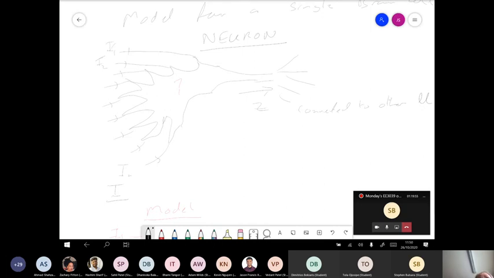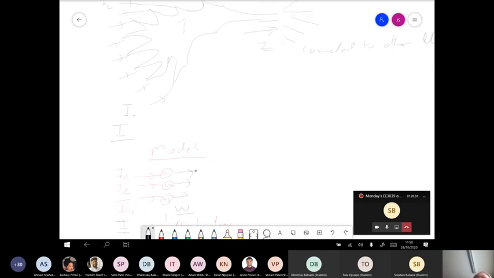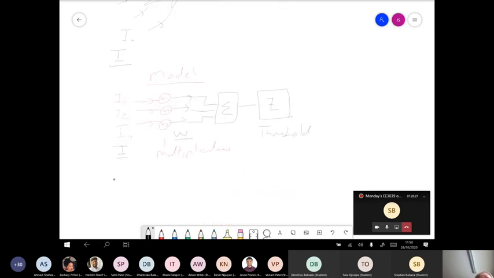How can we combine them all? What's the simple way of combining all these weighted inputs? Well, the simplest way of doing it is add them together using a summer. And then, having got the summation, we want to determine whether the cell is firing or not. We introduce a threshold. Right, and this is basically the McCulloch-Pitts neuron model.